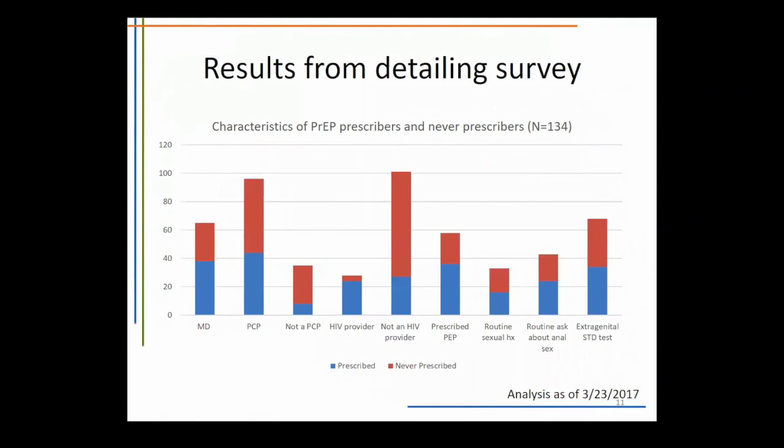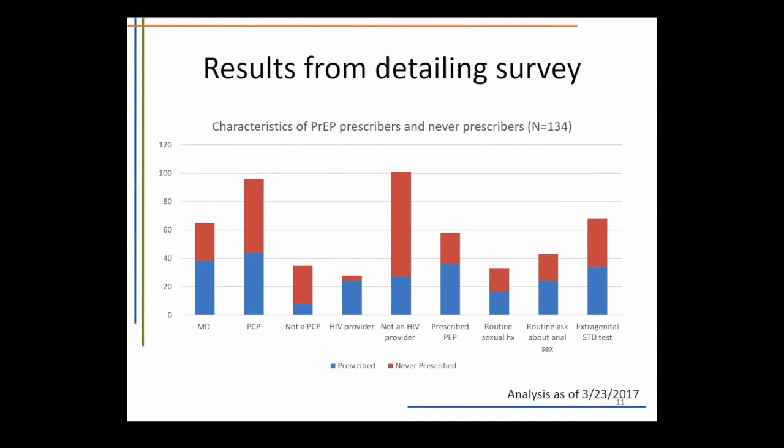So here are some of our results thus far. This was run back in March, but summarizes data from 134 providers who had been detailed up to that point. Basically, the y-axis is all providers who had been detailed. The blue shows the number that had said that they had prescribed within that group, and the red is those who had never prescribed. So what you're seeing is that among medical MDs who we had detailed, about half of them had prescribed. People who said that they were not a primary care provider, very few of them had prescribed. People who said that they were not an HIV provider, again, very few had prescribed. Similar to what Doug had already mentioned, HIV providers, the majority had already prescribed.